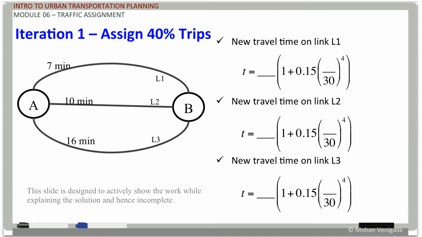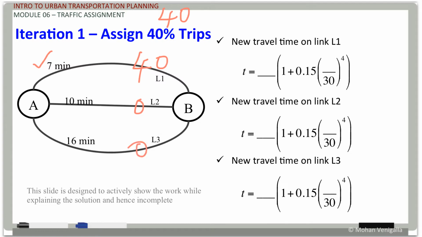So what are the 40% of the trips? It's basically 40 trips from A to B, and they go on an all or nothing path at this point. The shortest path, all or nothing, these trips will go on the shortest path. The shortest path being 7 minutes in the current network condition. So I'm going to put 40 on this road. Now they're going to be 0 and 0 here.